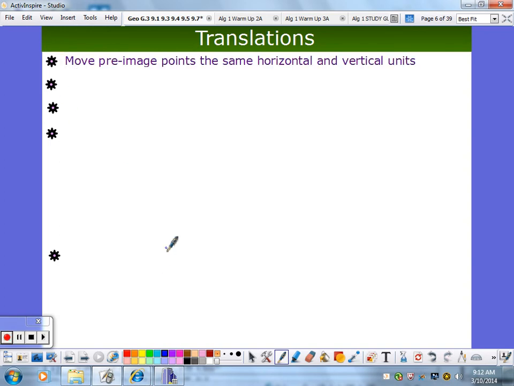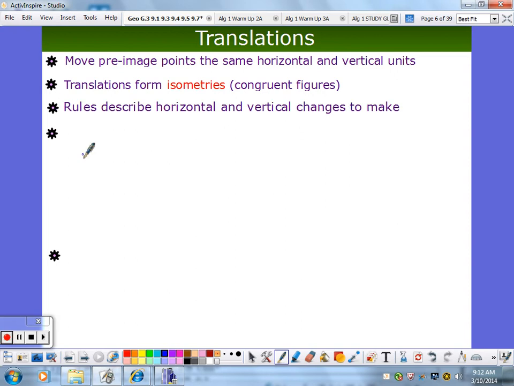All right, so let's focus more on the translation. It moves pre-image points the same horizontal and vertical unit. So we're moving in units. I'm not sure I'm pronouncing this word right. It's either isometry or isometry. I don't know what it is, but I'm going to go with isometry. Translations are isometries. You're getting a congruent figure when you're done. They match. They're just in a different spot.